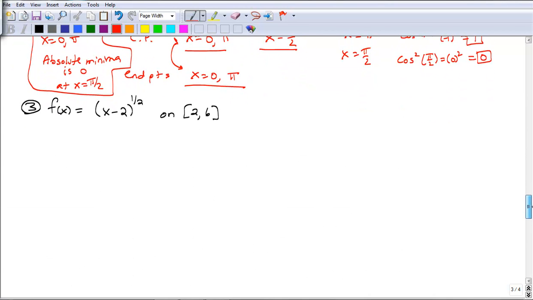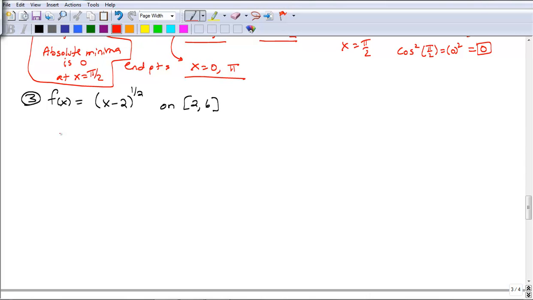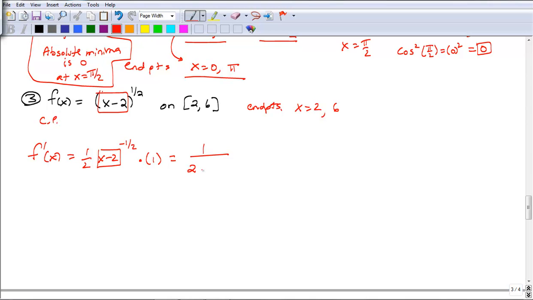Here's another example. I automatically get the endpoints to check, which is 2 and 6. I also have to find the critical points. To find the critical points, I'm going to take the derivative. I get 1/2 times x minus 2 to the negative 1/2. That's outside the box. Inside the box is 1. So I'm going to write this so it's easier to solve. The 1/2 is the square root. Since it's negative, it's on the bottom.